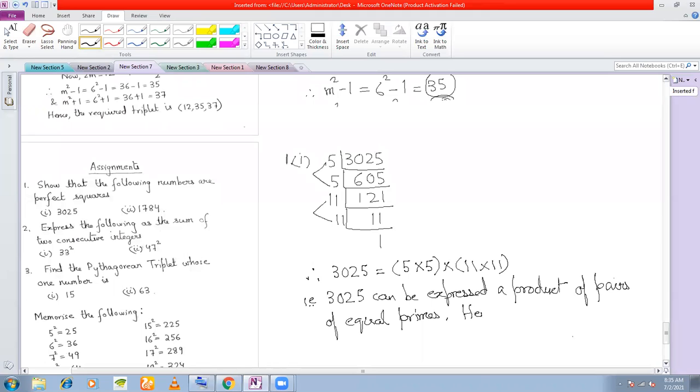Hence, 3025 is a perfect square. Fine. I leave the second one for you to do, 7784. I'm sure you can complete it on your own. We move on to the next problem.